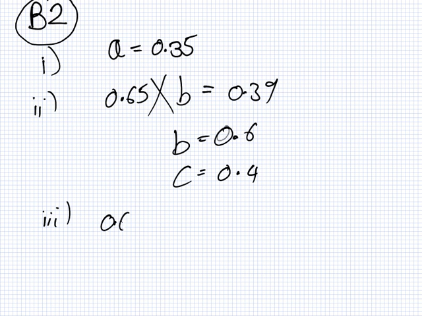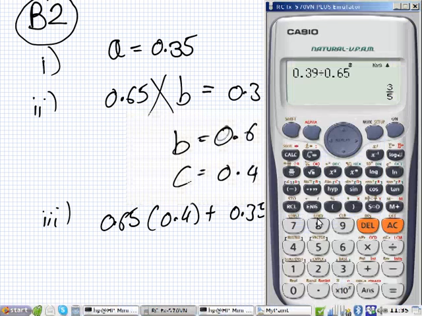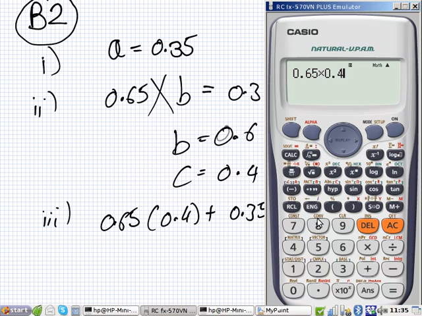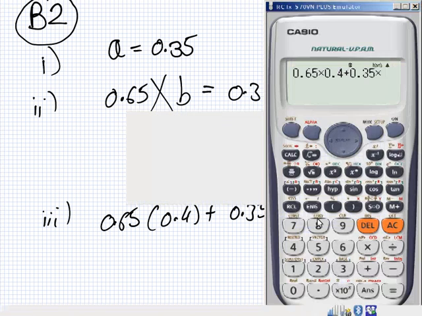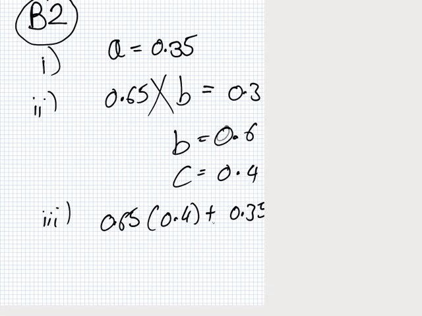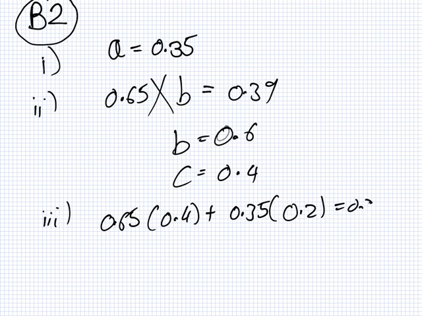So that would be stop, does not stop, plus does not stop, and stop. 0.65 times 0.4 plus 0.35 times 0.2, which is 0.33. So I have seven marks already. Okay. B is 0.6? Yeah. Continue.